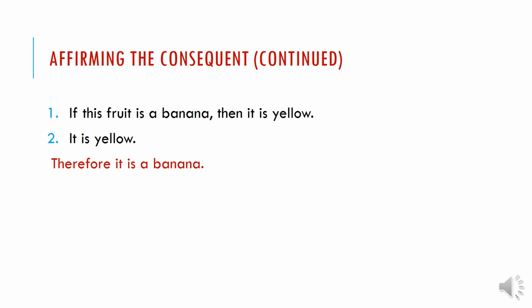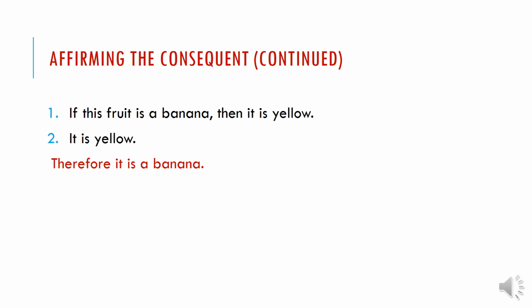But this is of course problematic because remember, Q is necessary for P, but not sufficient. So if we look at the example of the fruit and the banana, if this fruit is a banana, then it is yellow. This thing is yellow, therefore it is a banana. Doesn't make sense because there are multiple things that are yellow.